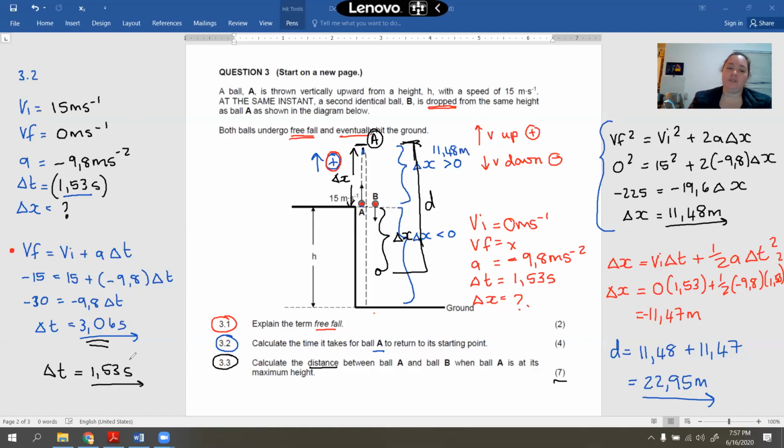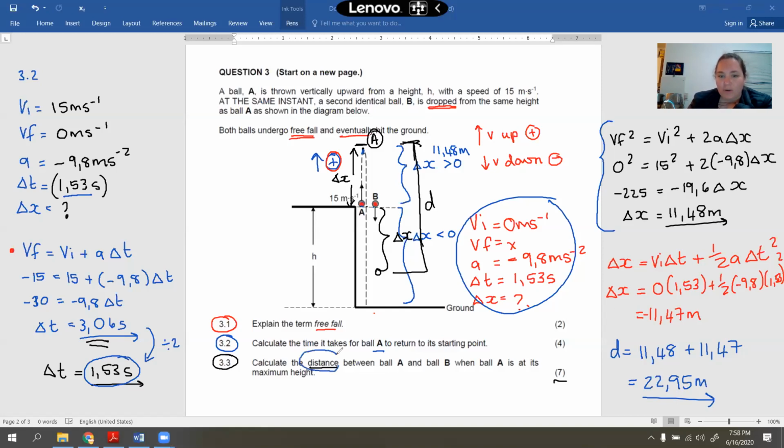Then I used this time, being half of the 3.05, in my new set of equations of motion for ball B being dropped and falling down. Remember that B was dropped. All right, please don't worry, Rebecca. The question was about distance. Rebecca's question was that she managed to get a negative. So don't stress at all about getting a negative.